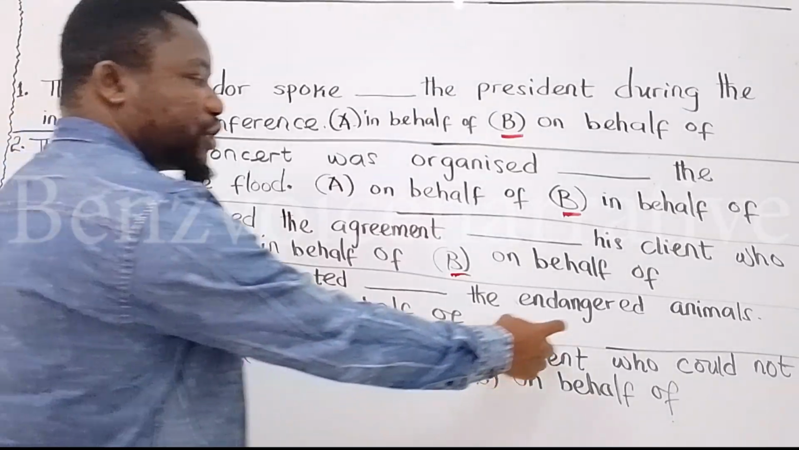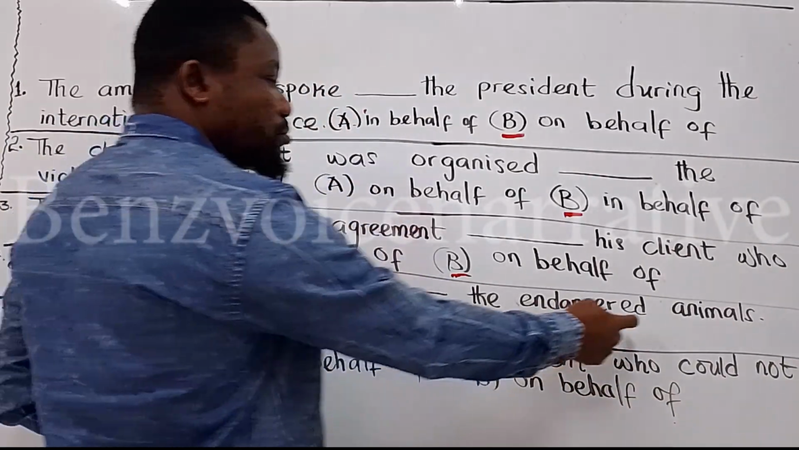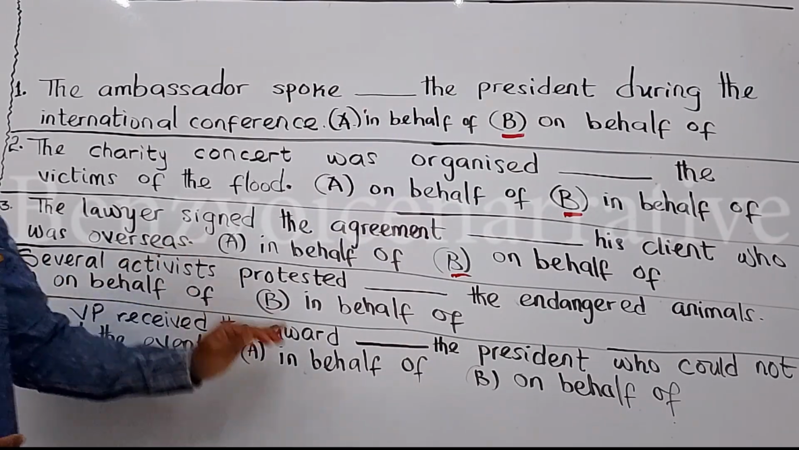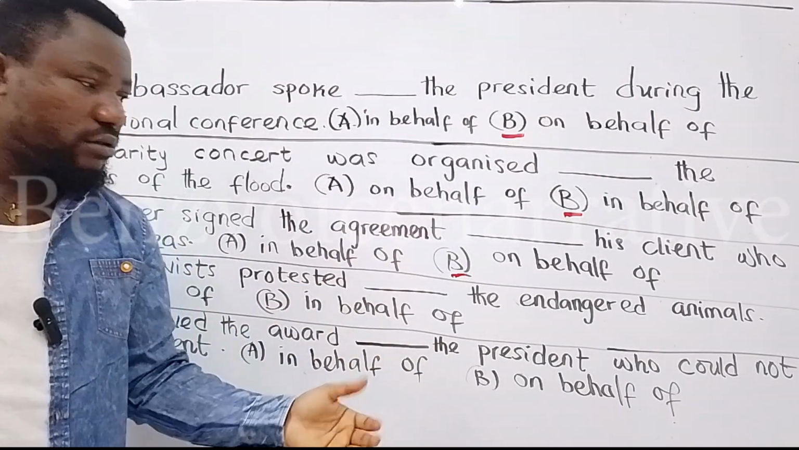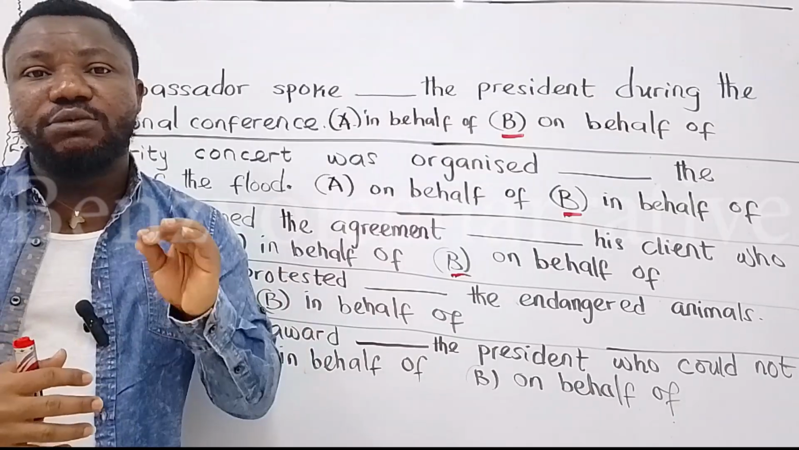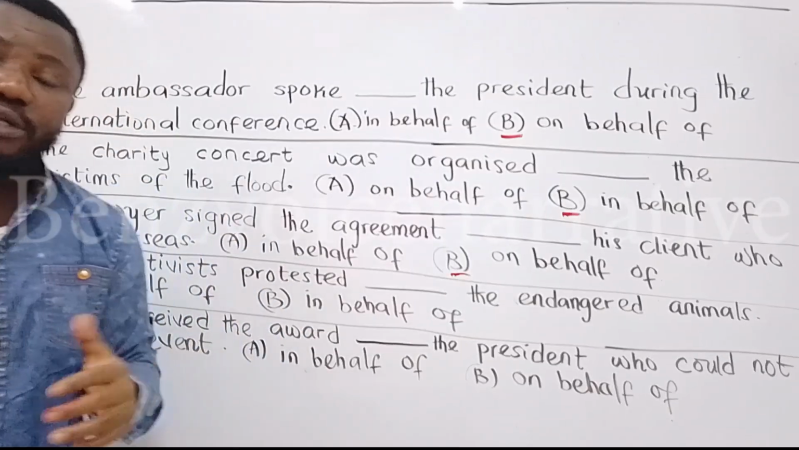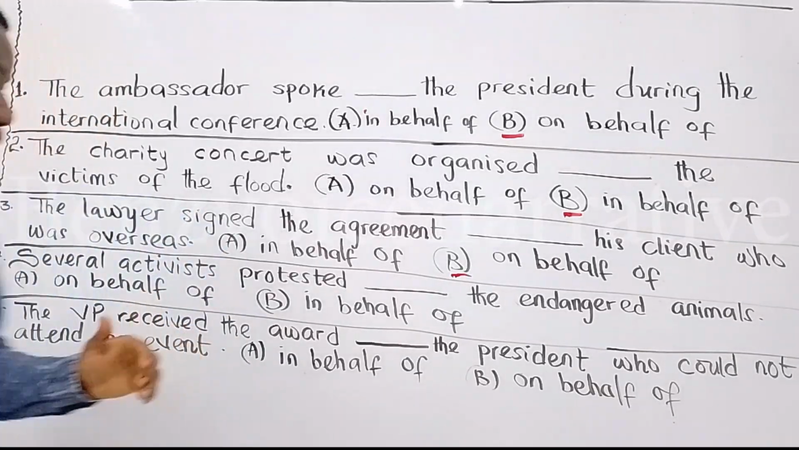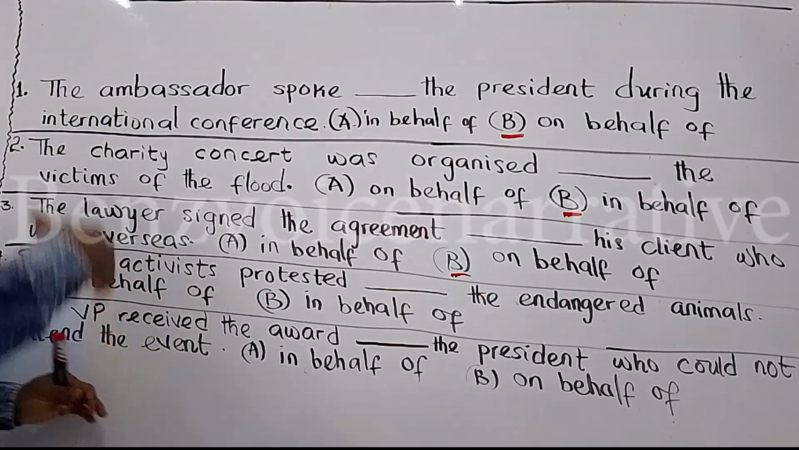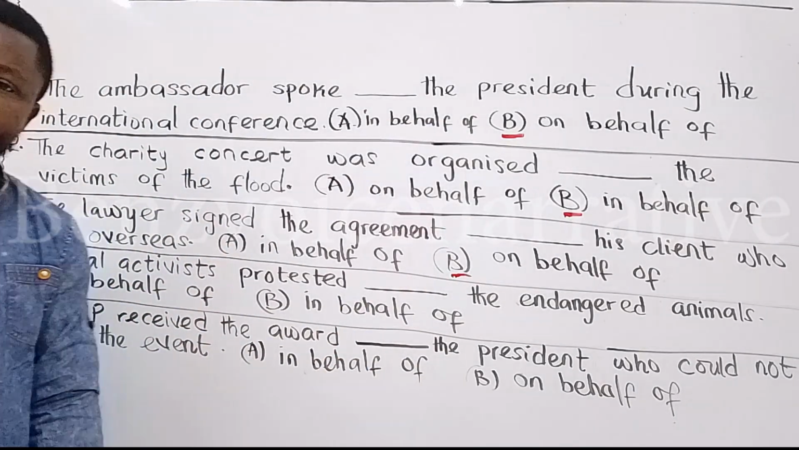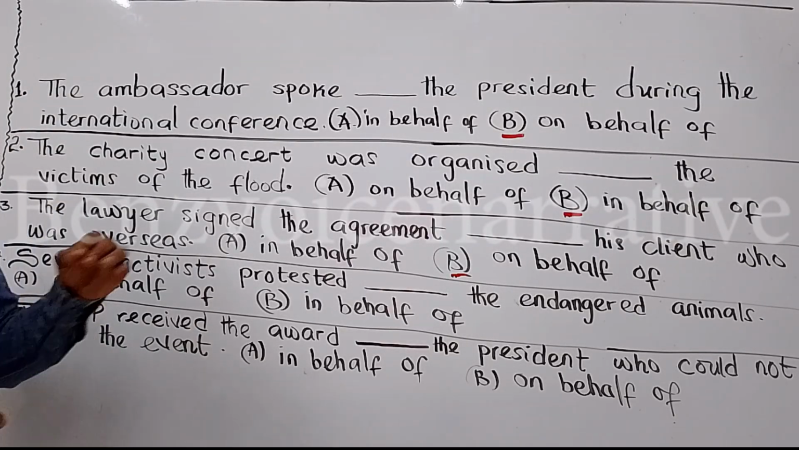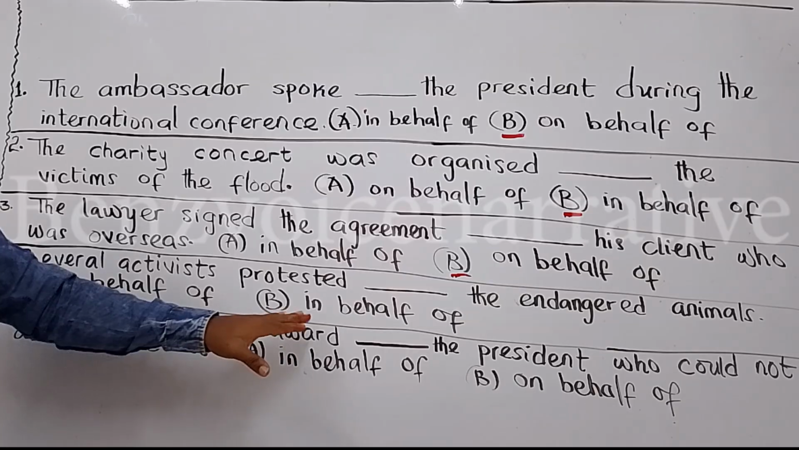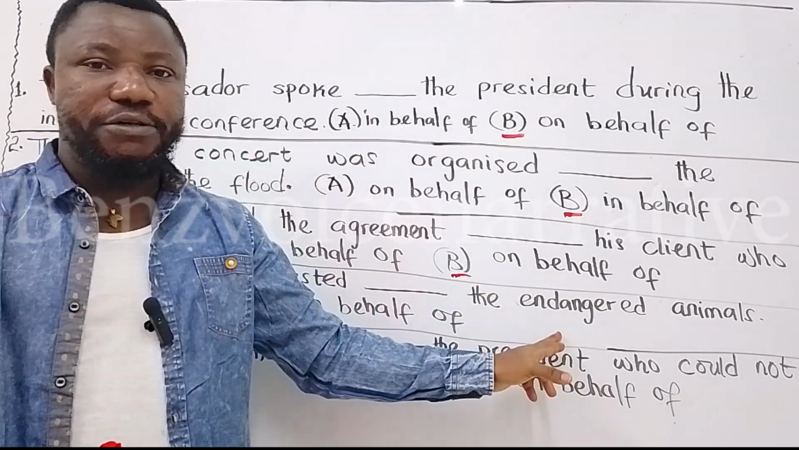Now, if we have human beings here, for example, adults: several activists protested ___ endangered people. For people that are familiar with Nigerian politics, you will understand that Omoyele Sowore, the founder and presidential candidate of AAC, African Action Congress, is always in the habit of protesting on behalf of people. He protests on behalf of Nigerians. He protests also in the interest of people. So both options in this case may be correct depending on what is here, right?